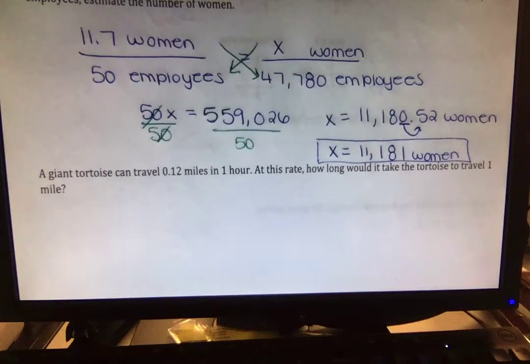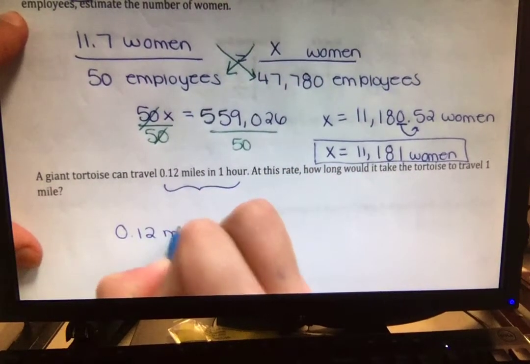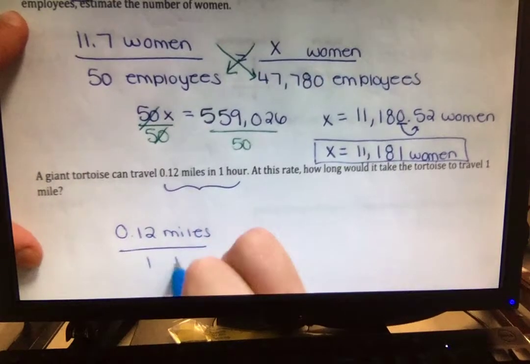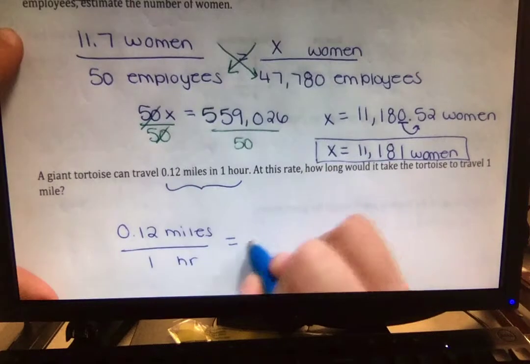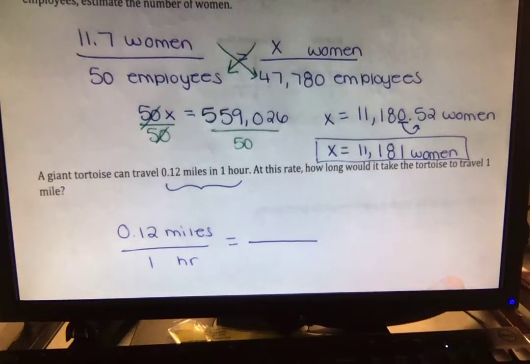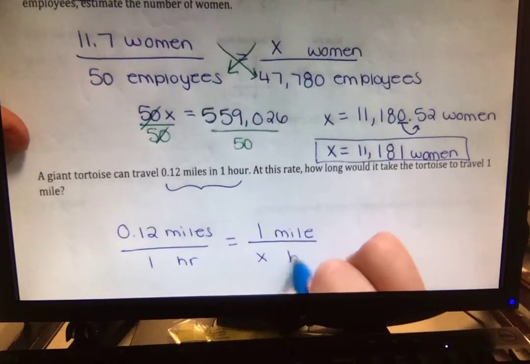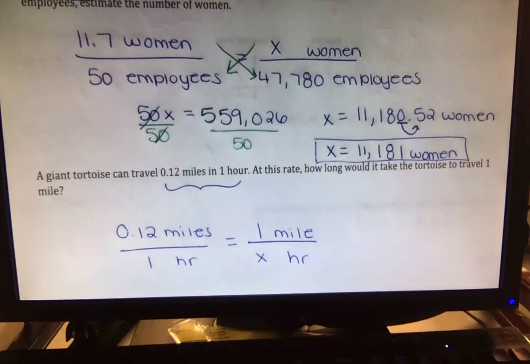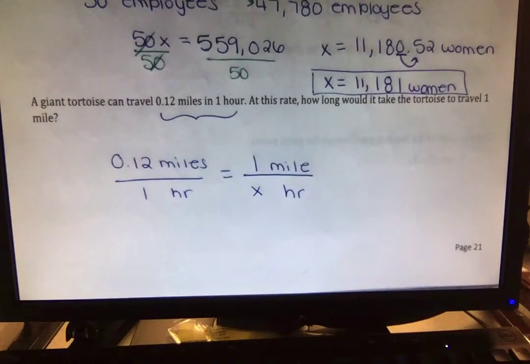All right, last one. A giant tortoise can travel 0.12 miles in 1 hour. So that's our rate. We can write that as a fraction. 0.12 miles in 1 hour. At this rate, how long will it take for the tortoise to travel 1 mile? So miles goes up top. We're looking for how long, so X amount of hours. The biggest thing, the reason why I really wanted to include this one, is to make sure that miles is on top for both rates. Hours is on the bottom for both rates because they're set equal.